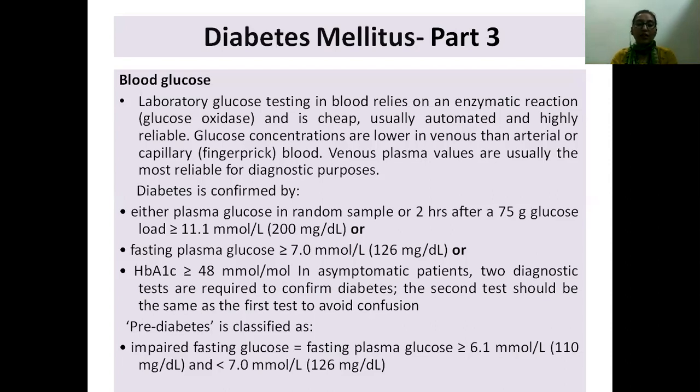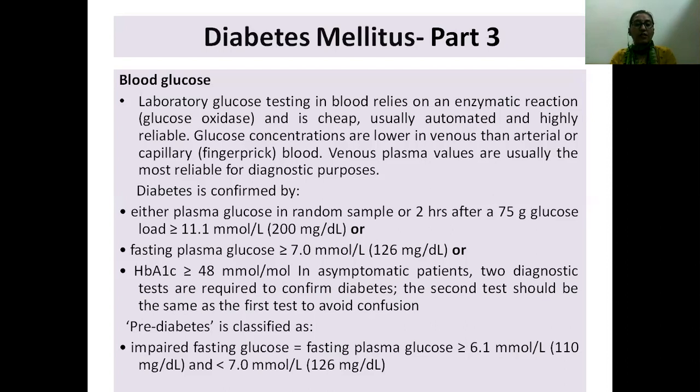Or the next criterion is HbA1c equal to or more than 48 millimole per mole. And in asymptomatic patients, two diagnostic tests are required to confirm diabetes. The second test should be the same as the first one to avoid confusion.